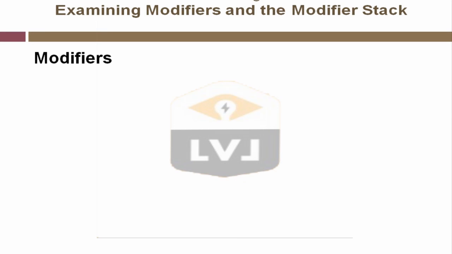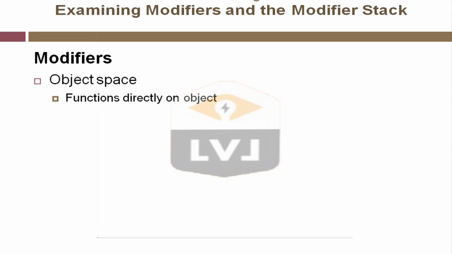One of the most productive concepts in 3ds Max is the use of modifiers. Modifiers are discrete operations that get applied to objects to perform certain functions. There are modifiers called object-space modifiers that work directly on the object itself. For example, if we apply what's called a bend modifier to an object, it bends the same no matter where the object is in space. These use the object's XYZ coordinate system to determine how they will function.